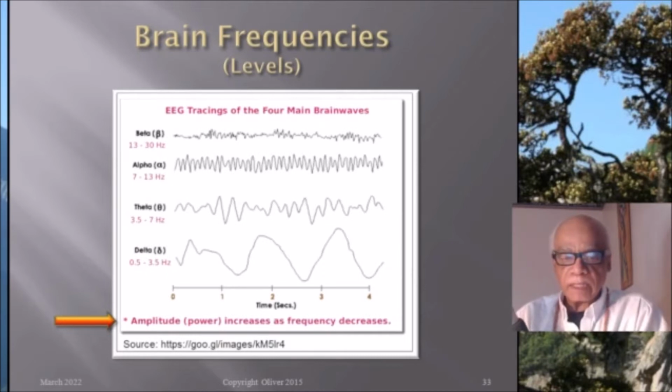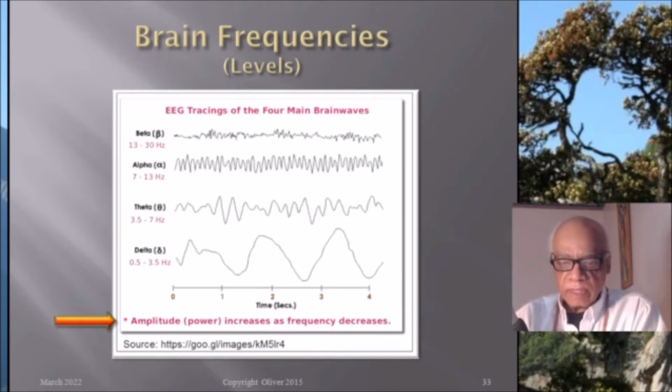And then the next level down is alpha, is 7 to 13 beats per second. Then down to theta, 3 to 7 beats per second. And finally, the very, very slow moving delta, half a beat per second to 3 to 4 beats per second.